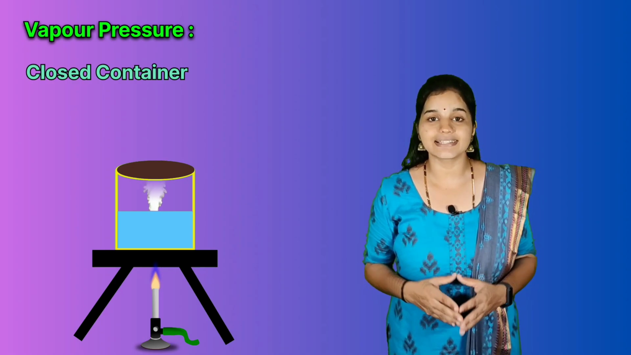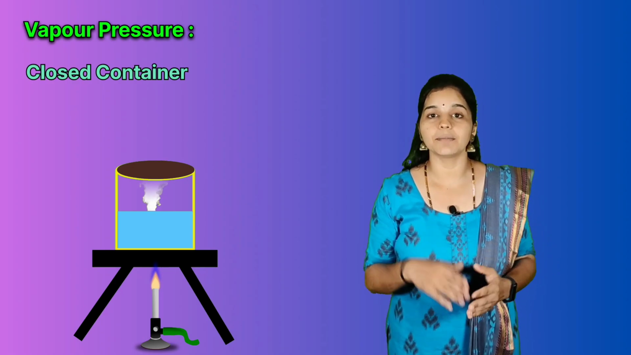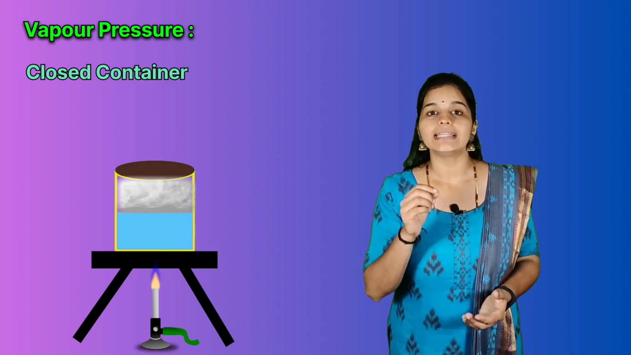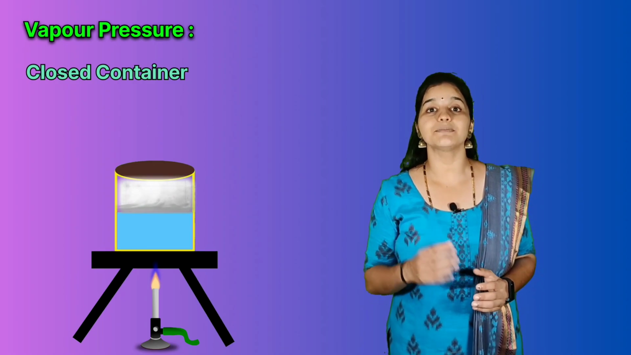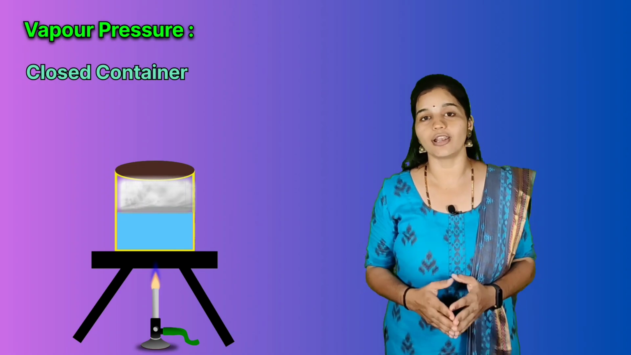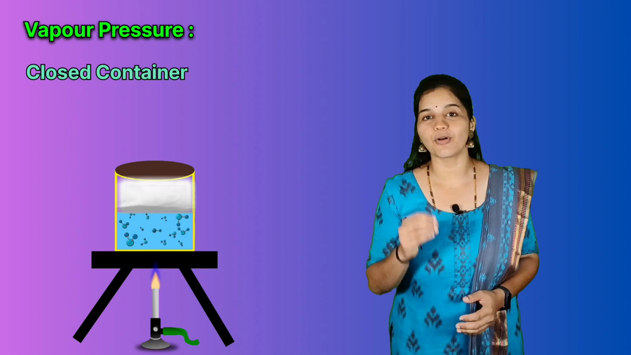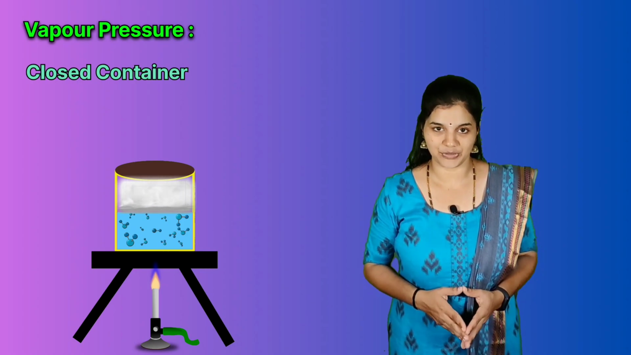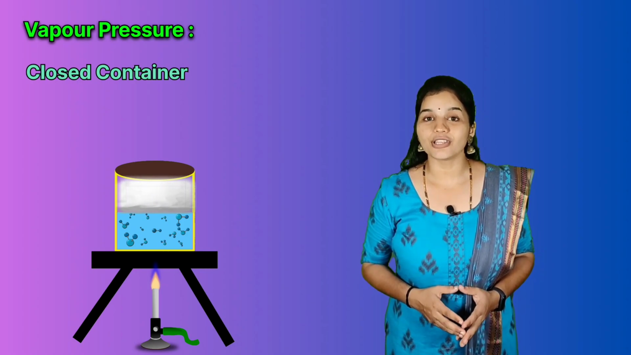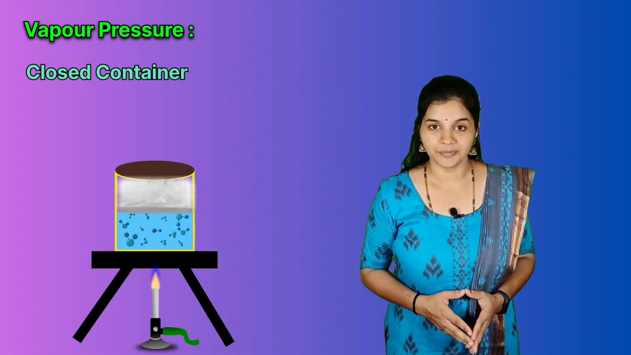and they will exert a pressure on the liquid present below them. This pressure exerted by the vapors is what we call as vapor pressure. I told you that the molecules undergo vaporization. Can you tell me which molecules are undergoing vaporization?